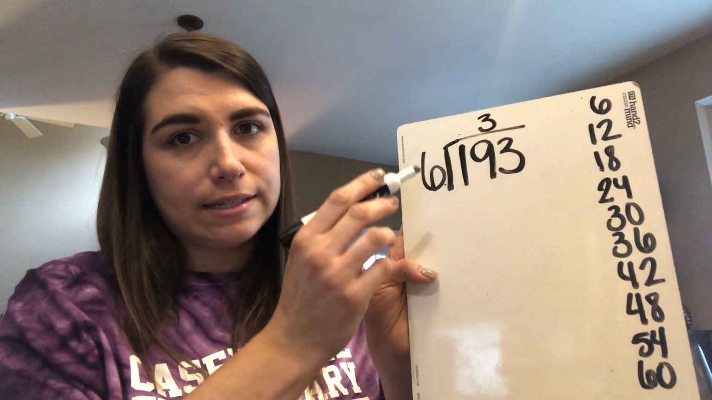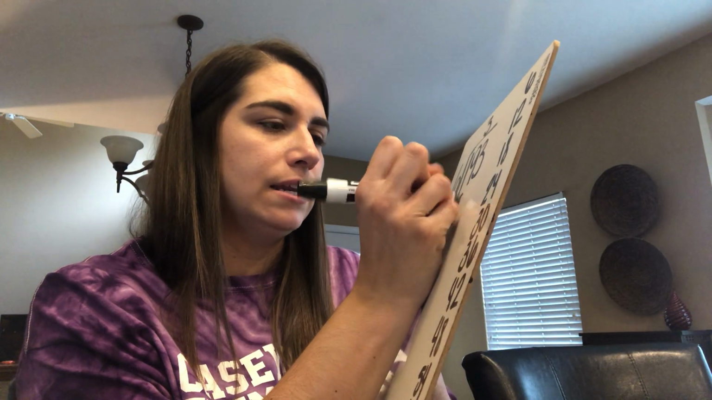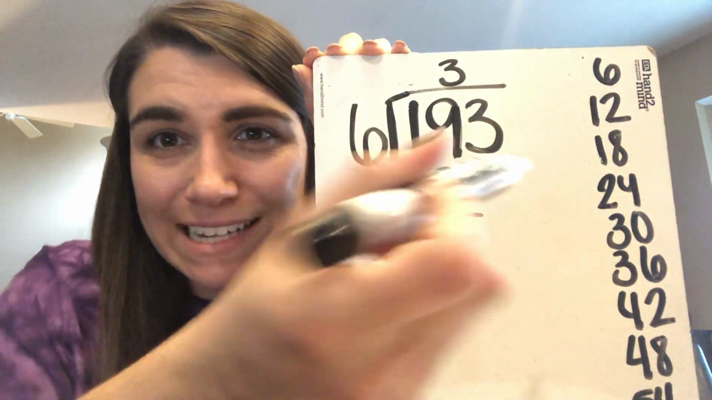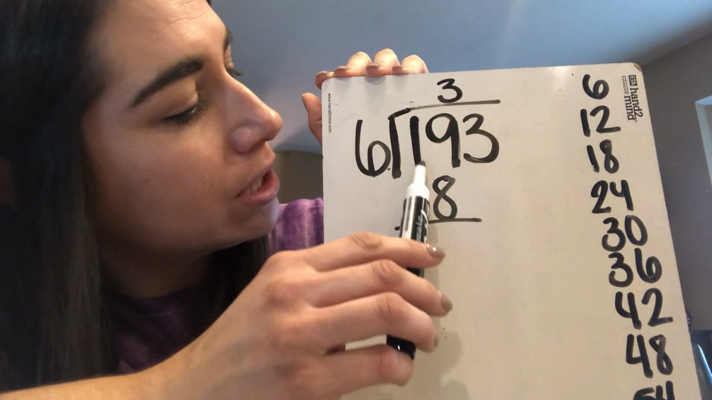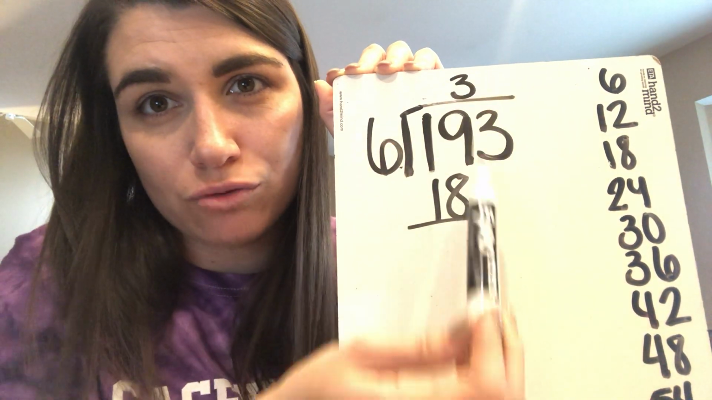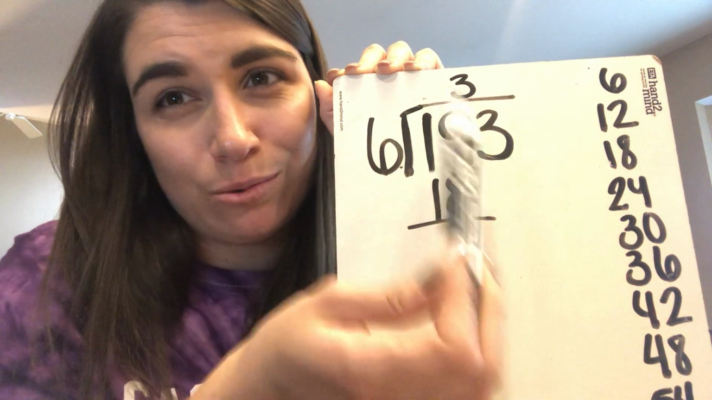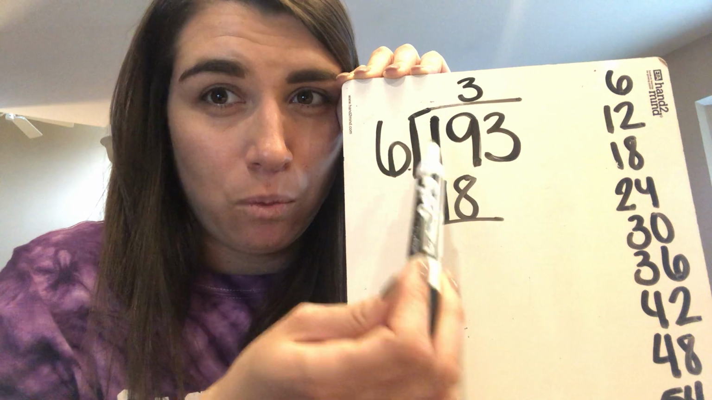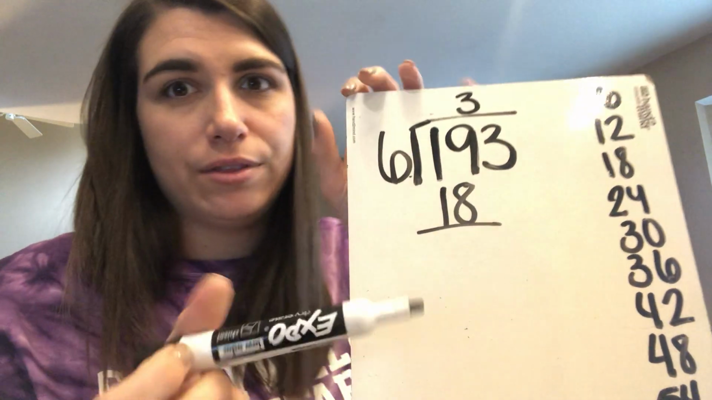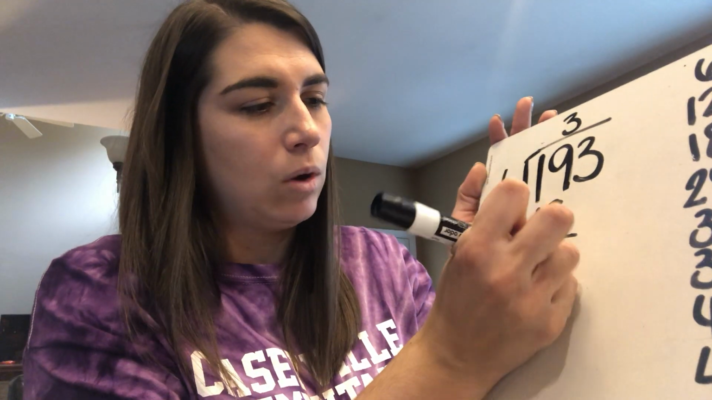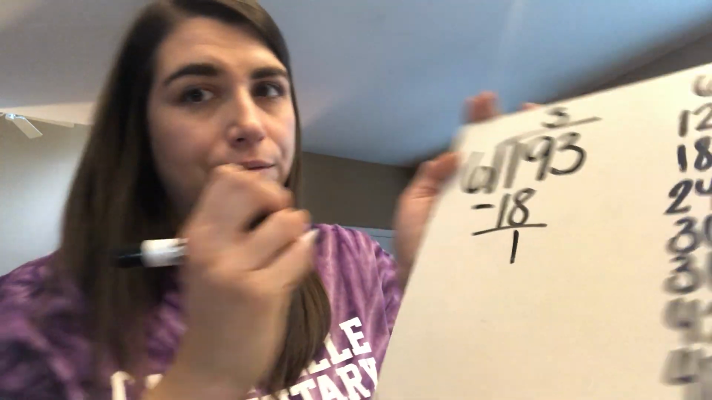So my 3 goes on top. 6 times 3 is 18. Now, notice where I put that 3. I didn't put it over my hundreds place because I already went over to my tens place. So I put it just directly above my tens place because that's the place value I'm now working in. I'm working with the 19 rather than the 1. Okay, so I put it over the 9. So 19 minus 18 is 1. And then I'm going to bring down the 3.